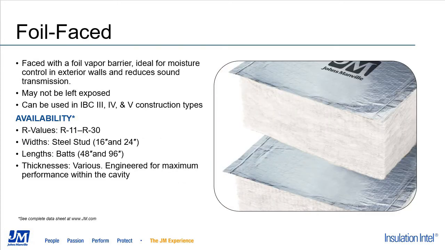Next, we have this foil-faced product. Foil facer is another available vapor retarder facing for fiberglass batts. Like kraft facing, it may not be left exposed and is used in the same IBC construction types as kraft-based products, so that's IBC 3, 4, and 5 commercial construction types. The difference from kraft facing is its ASTM E84 surface burning characteristic. Foil facing has a flame spread rating of less than 75 and smoke developed rating of less than 150.